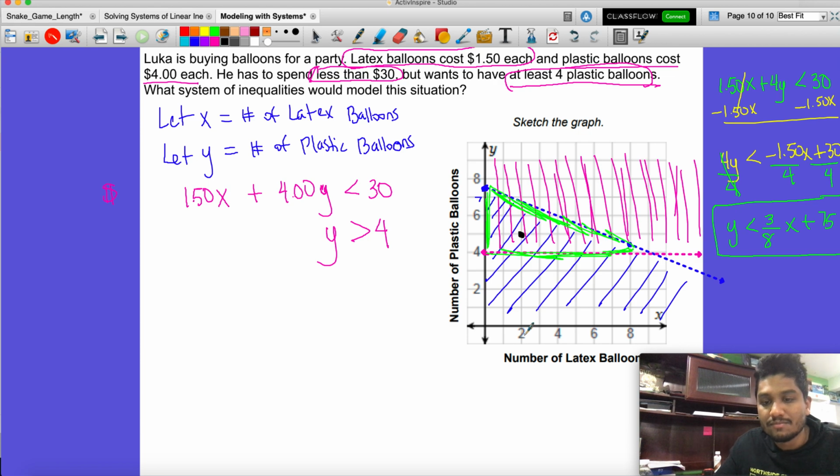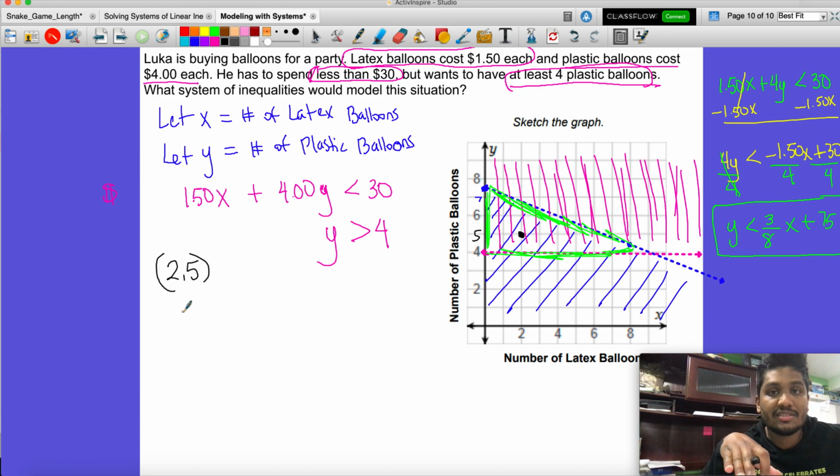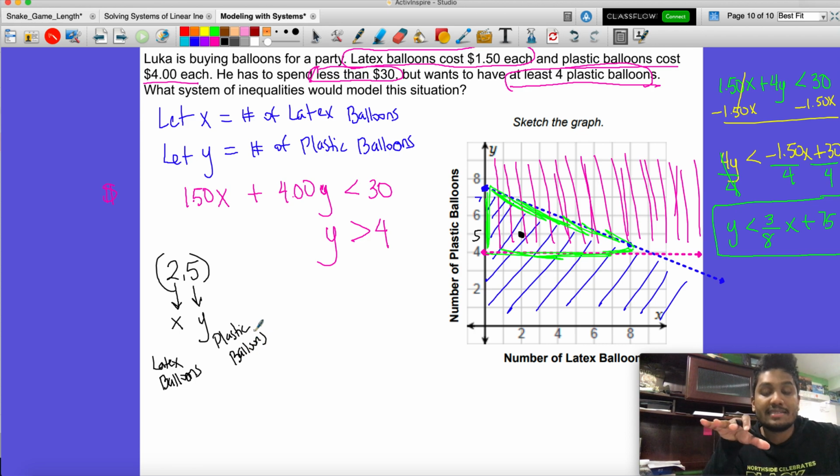right here. So what is this? 2 comma what is this, 5? So I'm going to put 2 comma 5. Now 2 comma 5 is more than just a coordinate. It actually means something, because this 2 represents an x and this 5 represents a y. And if we go back to the top, this is the number of latex balloons. So he's saying that if he goes in, he buys 2 latex balloons and 5 plastic balloons, is this acceptable? And we'll know if it's acceptable if it meets the constraints, and these are the 2 constraints.